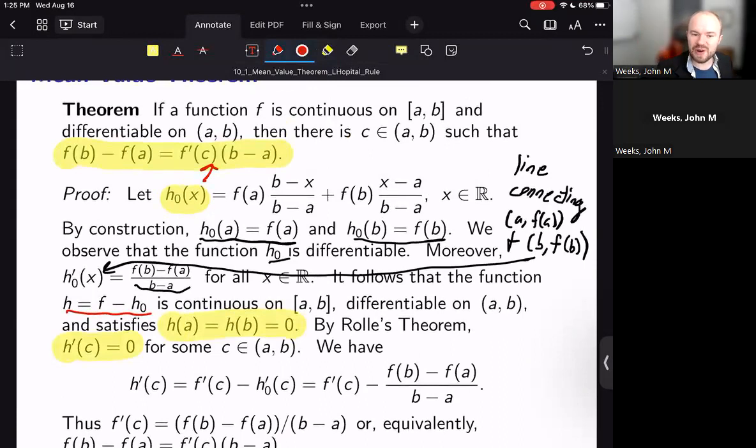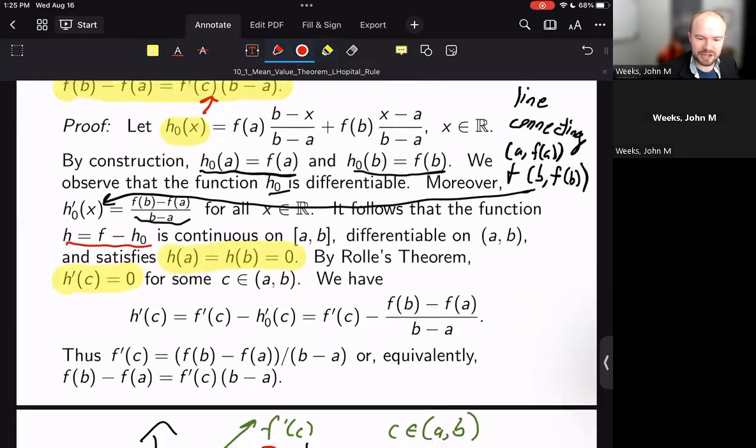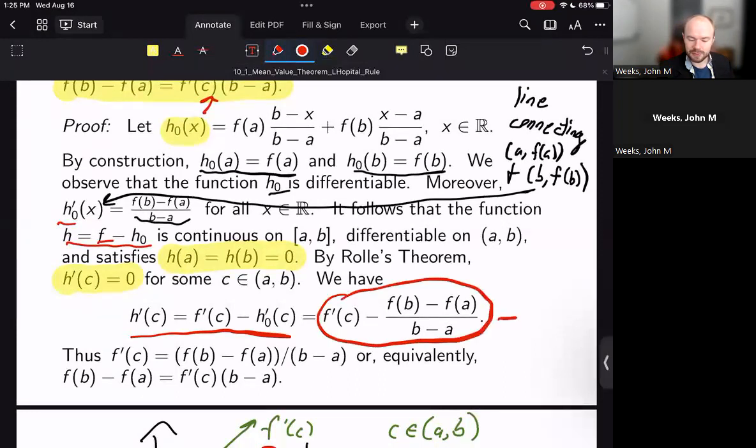Well, let's try and figure out what f prime of c is in terms of h prime of c. We've got the formula for what h naught is, and we have the formula for what f is. So we can write the formula for h prime of c in terms of those 2 things. And what is that derivative? Well, would you look at that? If this is equal to 0, then we get exactly what we're looking for, because I can just move this quotient over to the right-hand side and I get exactly the formula that I'm looking for.